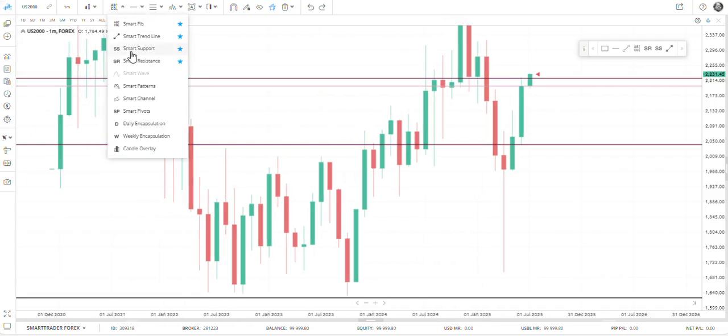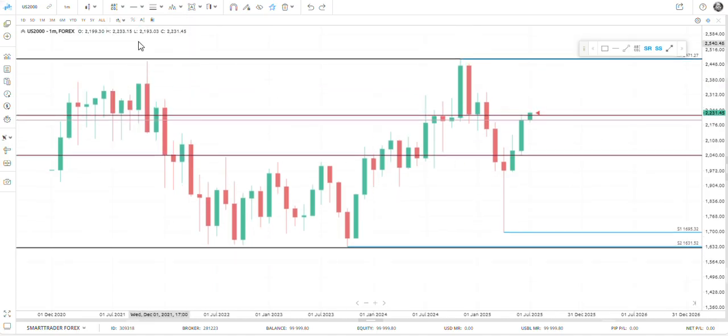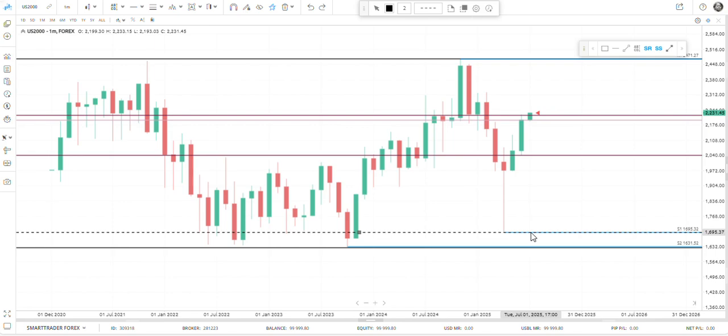Then the next thing I'll do is put on my support and resistance. I mark those in black. Support is formed when you have a swing low, two candles to the right and two candles to the left. You have it here also. So that is my monthly support and resistance.